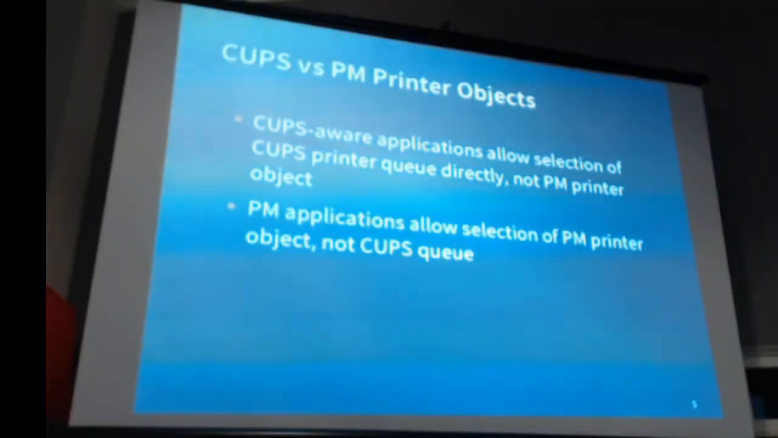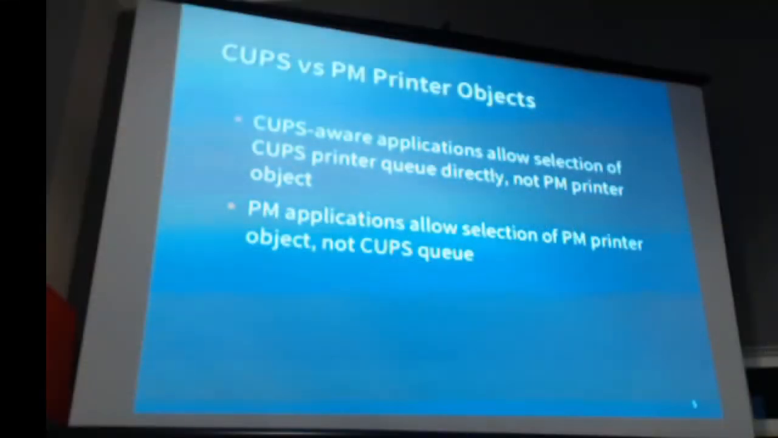So when we're comparing CUPS to PM printer objects, because really there aren't CUPS printer objects per se, there are CUPS queues and there are PM printer objects. As I mentioned before, a CUPS aware application will only provide you a selection of CUPS printers on the system. If you have no CUPS printers, you cannot print from an application that only knows to print to CUPS. It won't just automatically say, oh, you don't have any CUPS printers, so we'll print to one of your PM printers. It knows nothing of that.